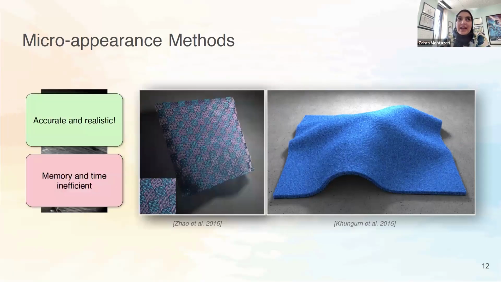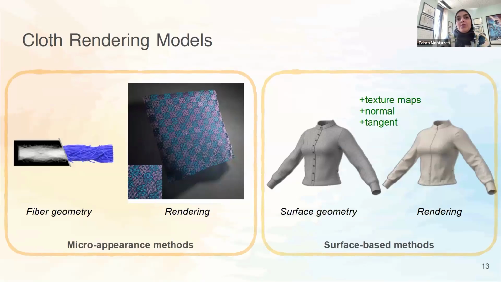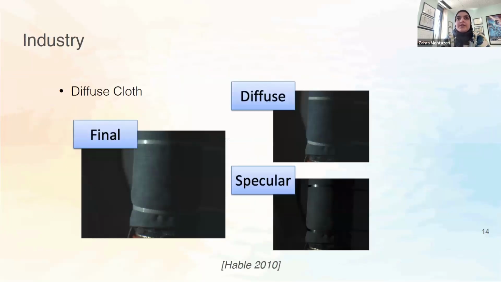Again, they may look accurate and realistic, but the disadvantage comes in memory and time, which is too crazy. So now let's move on to the simpler one, the surface-based representation. By surface-based, we technically mean starting with a base mesh. It's like a 2D triangulated mesh, so it's much, much lighter than volumetric or fiber-based distribution.